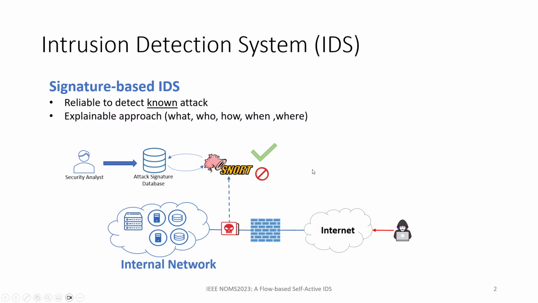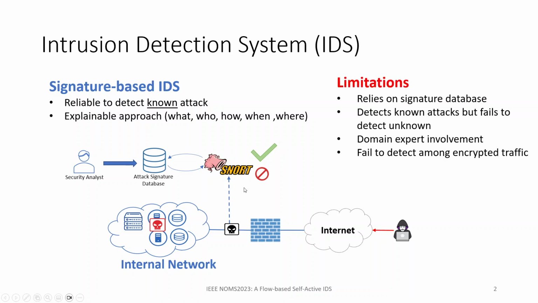But if the attacker changes the malware behavior, updates the attack, or creates a new attack which does not match any signature, it can bypass the IDS and infect our internal network, as you can see. So we can summarize the limitations of signature-based IDS: it relies on a signature database, detects only known attacks but fails to detect unknown ones, and it requires domain expert involvement to generate signatures and update the current signature database.